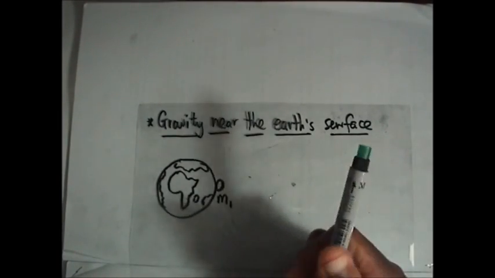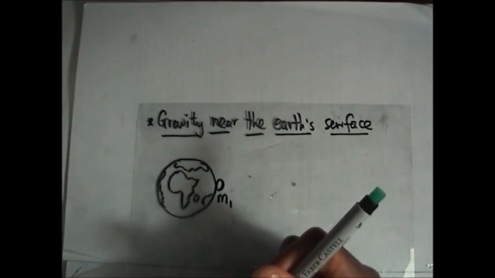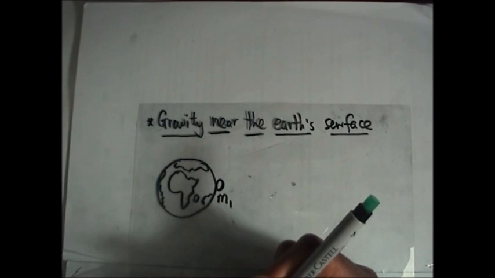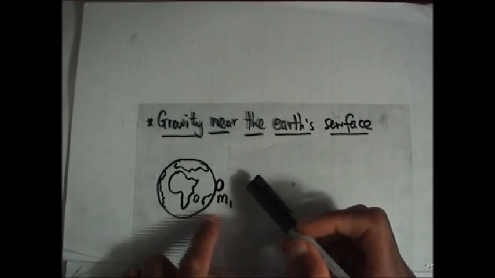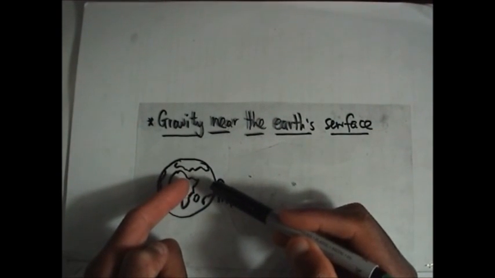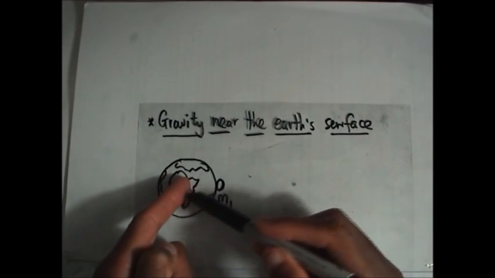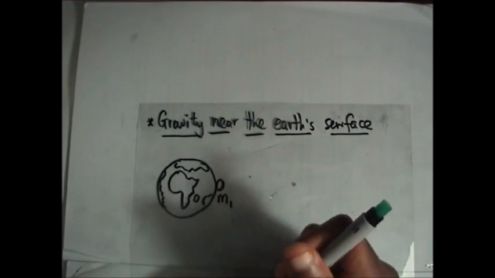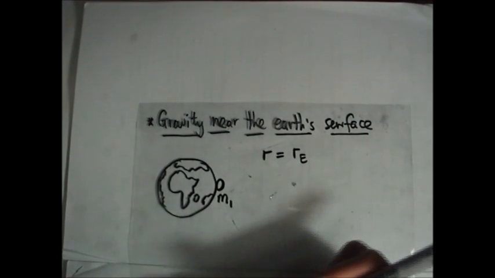I don't think I mentioned this before in the previous videos. When you measure the distance, the r that you're going to put in the gravitational formula, that r is measured from the center of the Earth. So here, when the object is at the surface of the Earth, the distance from the center of the Earth is just the radius of the Earth. So our r in our formula is just re, which is the radius of the Earth.